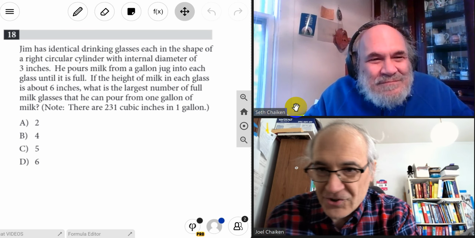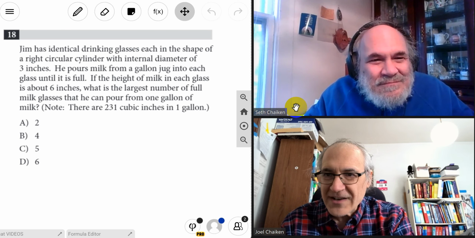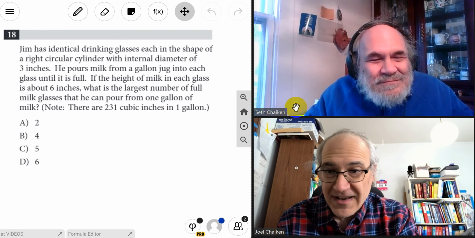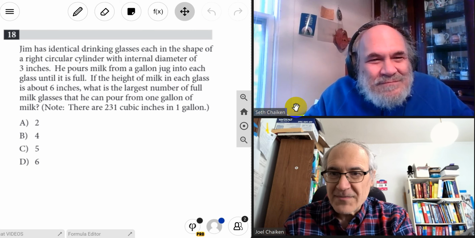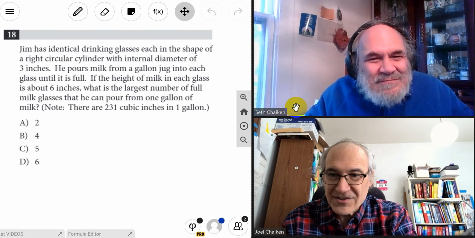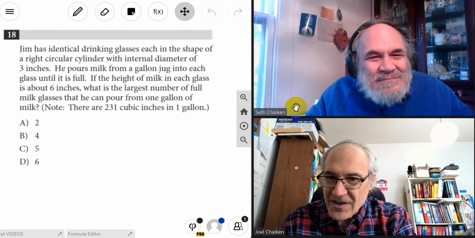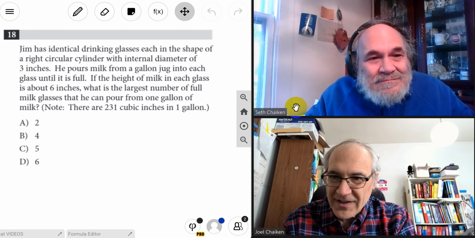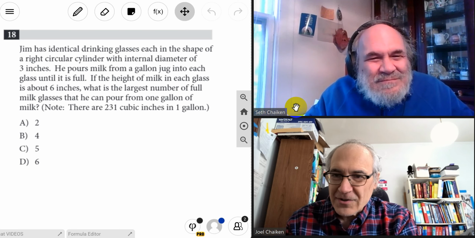Jim has identical drinking glasses, each the shape of a right circular cylinder with an internal diameter of 3 inches. He pours milk from a gallon jug into each glass until it is full. If the height of the milk in each glass is about 6 inches, what is the largest number of full milk glasses that he can pour from 1 gallon of milk?